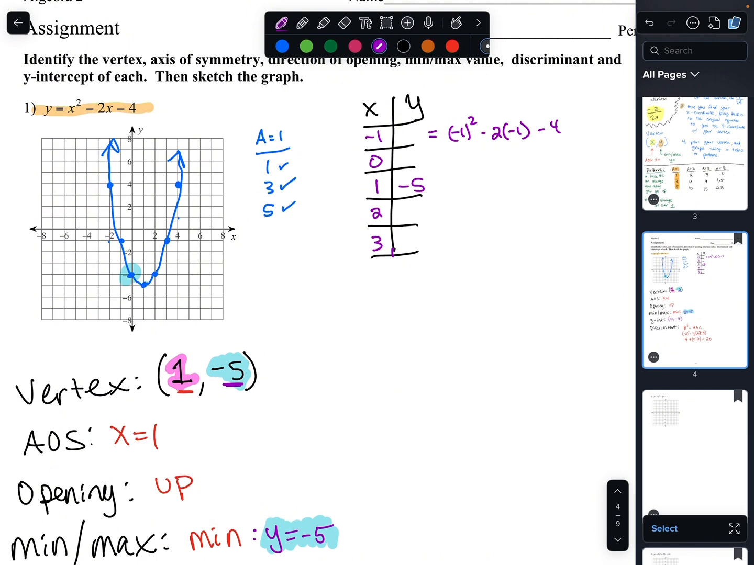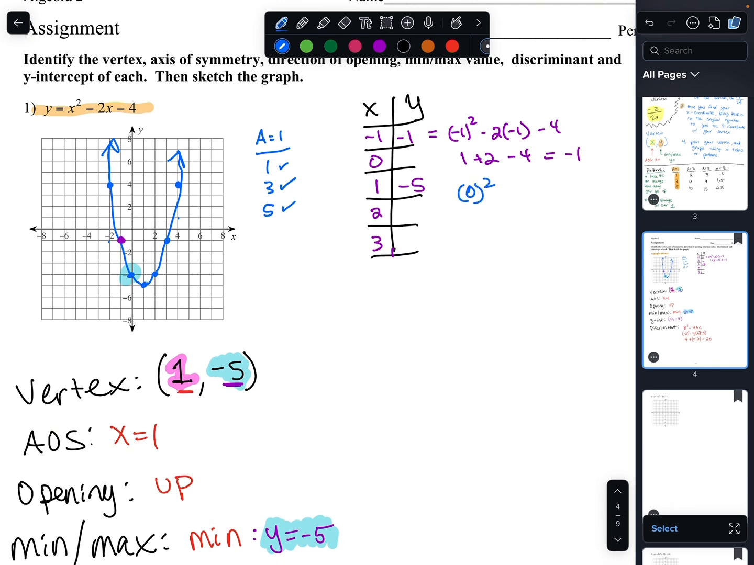Negative 1 squared is positive 1. Negative 2 times negative 1 is positive 2 minus 4. And then I got 3 minus 4 is negative 1. If I go graph that right now, negative 1, that's that point right there. Okay, if I plug in 0, so I'm going to do 0 right here.